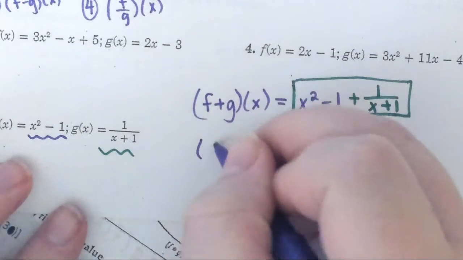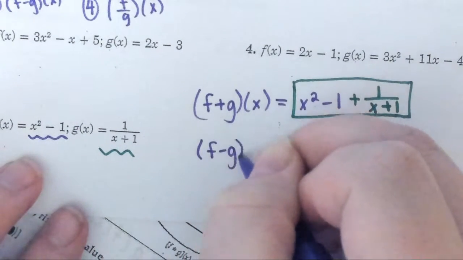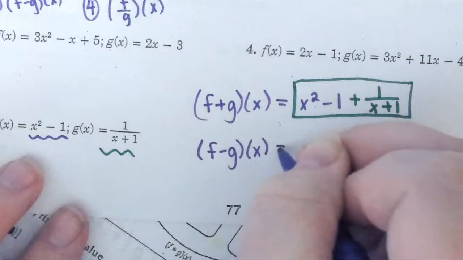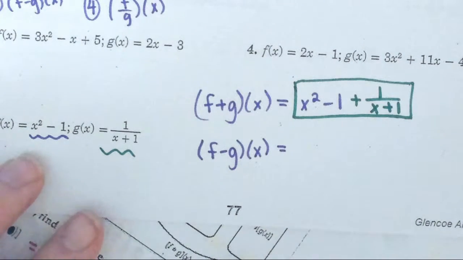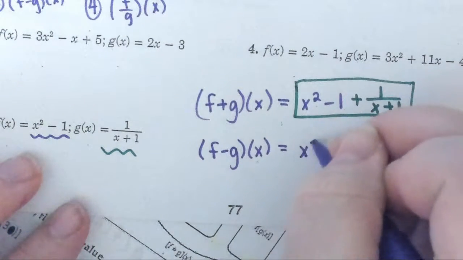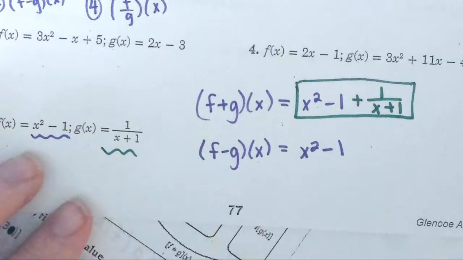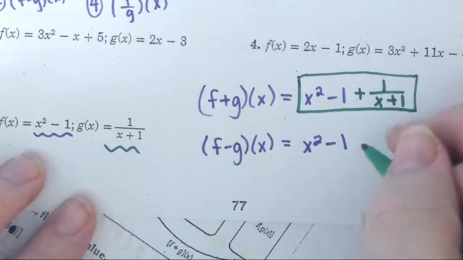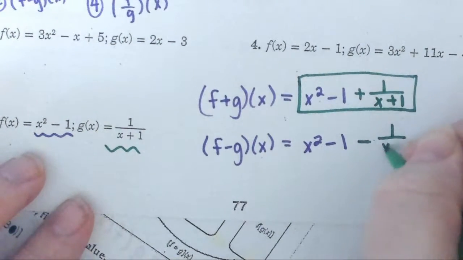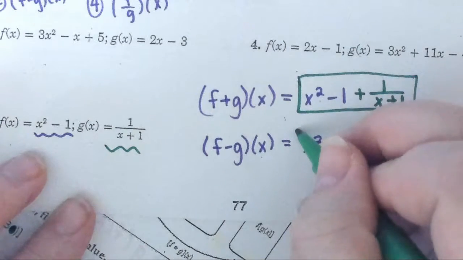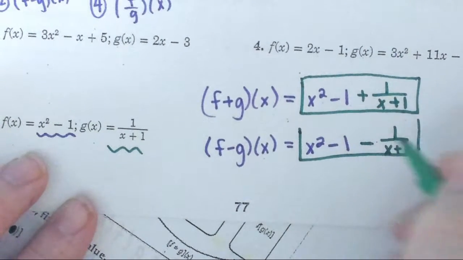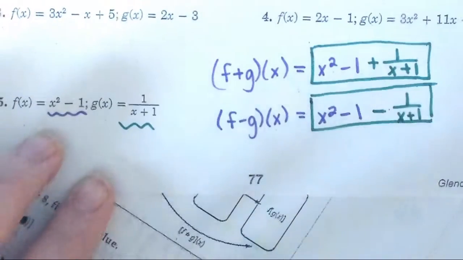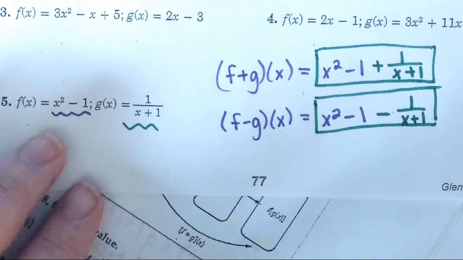What is going to change when I do f minus g? Yes, it's going to have a minus sign. 4 and 5 get a point. So instead of saying x squared minus 1 plus that fraction, it's going to say x squared minus 1 minus the fraction. Having a fraction is easy. It looks that way, doesn't it? 1 can get a point. It sure does look that way.